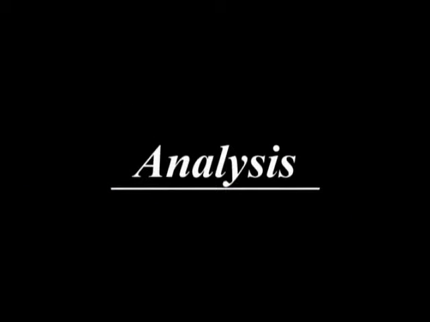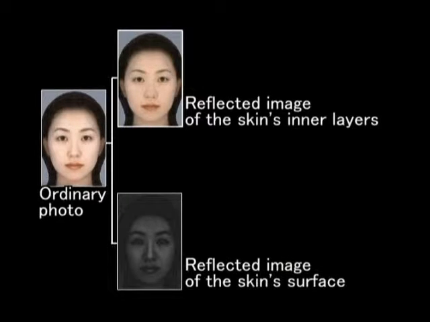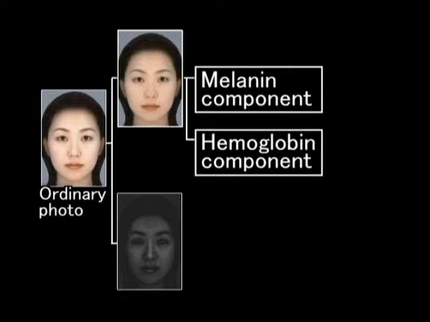Here we will explain the process of analyzing skin pigment components. By using polarized light, it is possible to capture a reflected image of the skin's inner layers void of reflected images of the skin's surface. Using this reflected image of the skin's inner layers, the skin's pigments are separated into melanin and hemoglobin components.